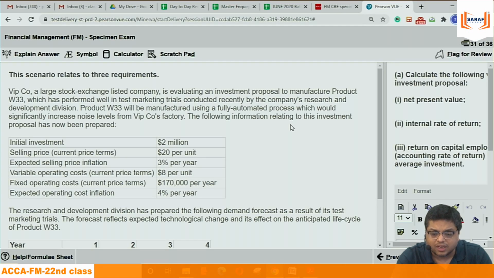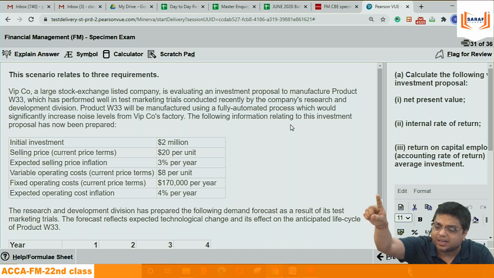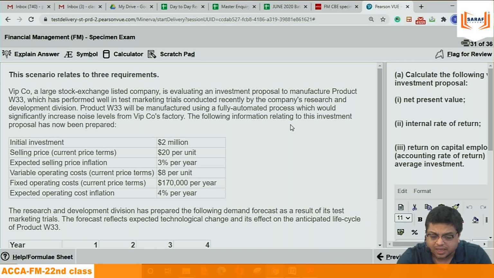Investment will be $2 million. Selling price is in current price terms. That means definitely there is some working on inflation. They are saying the selling price today is $20, but you are not going to sell the product today. You are going to sell in the first year, second year, third year, fourth year. Whenever we do investment cash flow calculation, whatever arises during a year we take at the end of that year. The cash flows are calculated with a year-wise breakup.